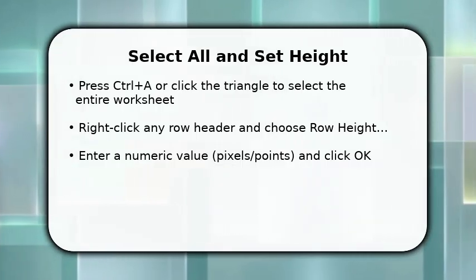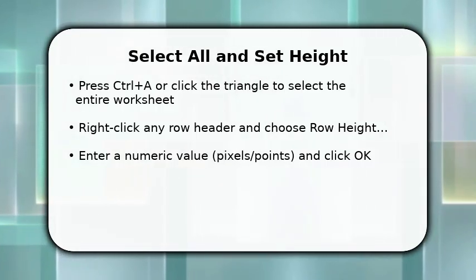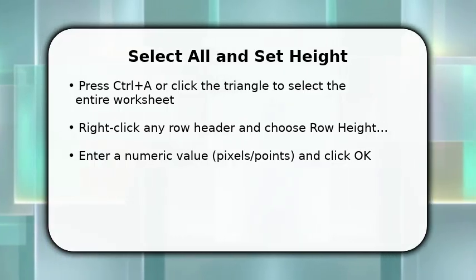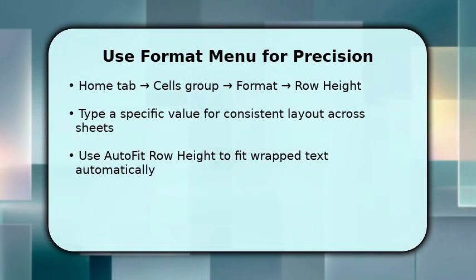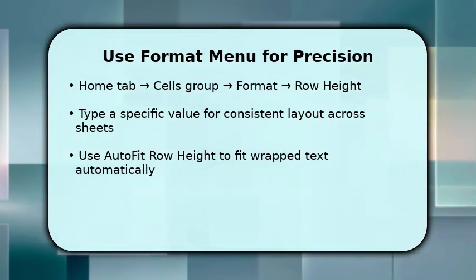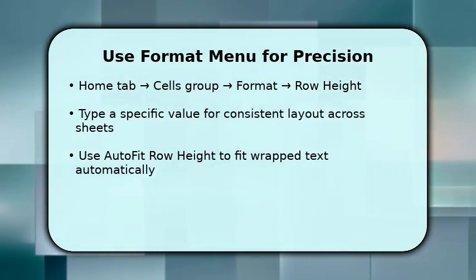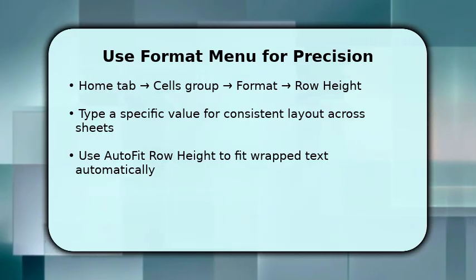Make sure to pick a value that fits your font size and wrap text, otherwise cells may clip or leave too much white space. Next, you can use the Home ribbon for more control. Go to Home, then Cells, then Format and choose Row Height. Once done, type the precise number and press OK.